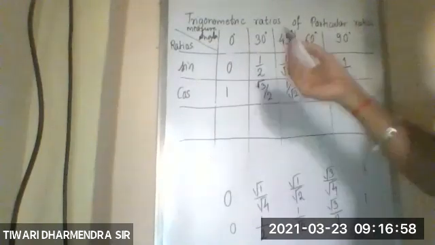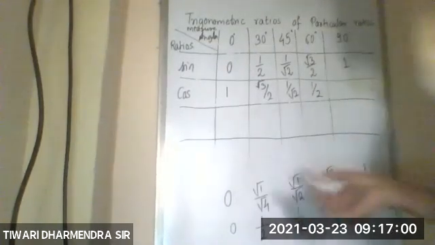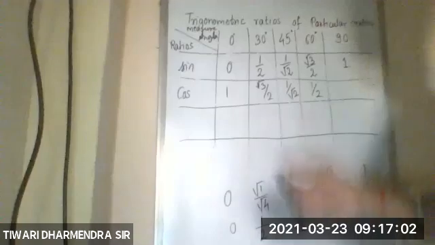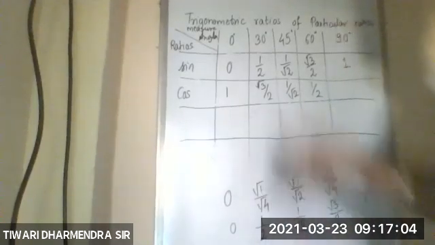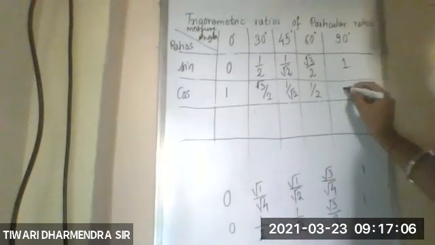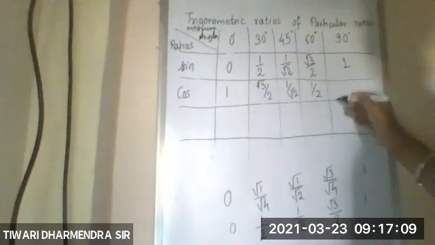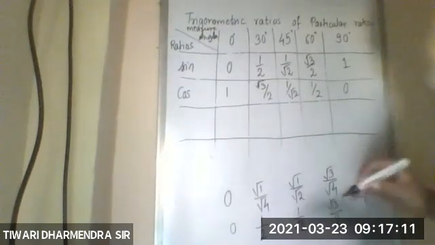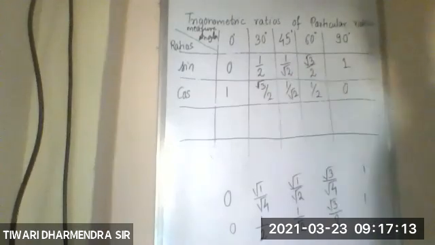As we know that cos theta is sine 90 minus theta, and sine 90 minus theta is cos theta, by using that relation, because they are complementary to each other. And here it will be 0. So we have reversed the values.